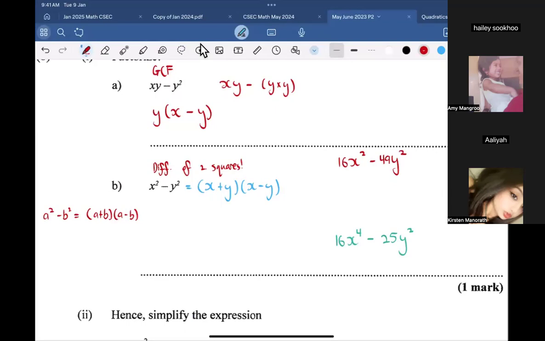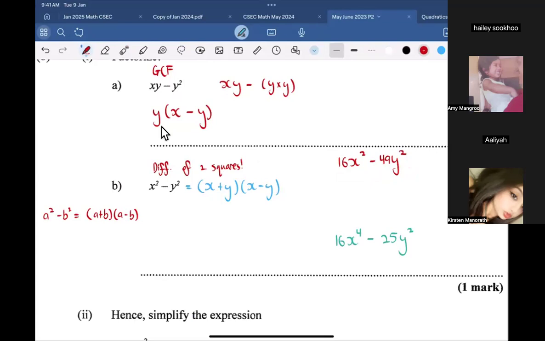Yes, that's correct. So it has to be a difference of two squares. And you're probably saying, well, yeah, this is a difference of two squares, x squared minus y squared. And that's what you think. But no.